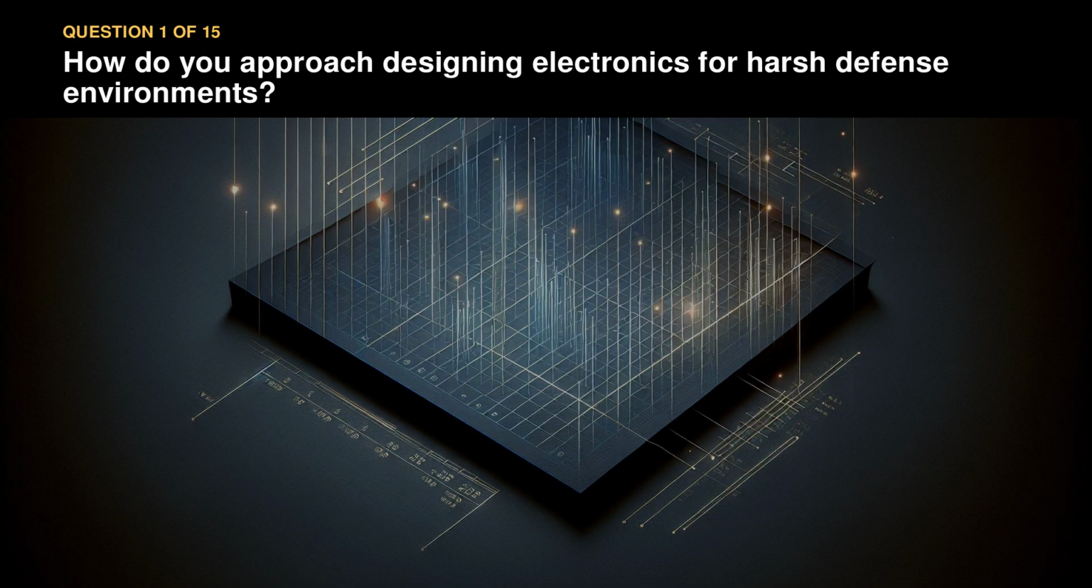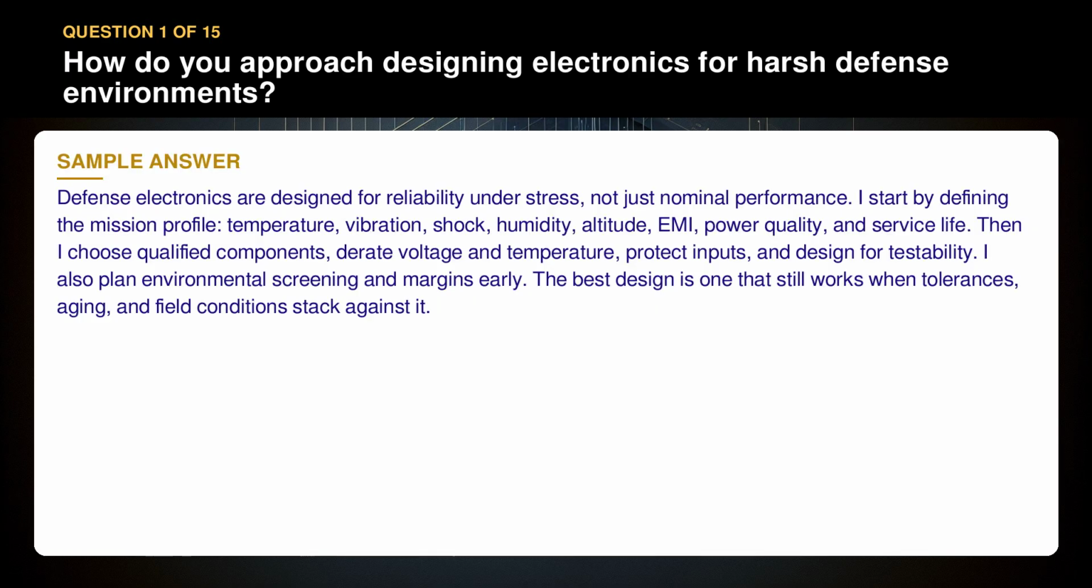Question 1. How do you approach designing electronics for harsh defense environments? Defense electronics are designed for reliability under stress, not just nominal performance. I start by defining the mission profile: temperature, vibration, shock, humidity, altitude, EMI, power quality, and service life. Then I choose qualified components, derate voltage and temperature, protect inputs, and design for testability. I also plan environmental screening and margins early.